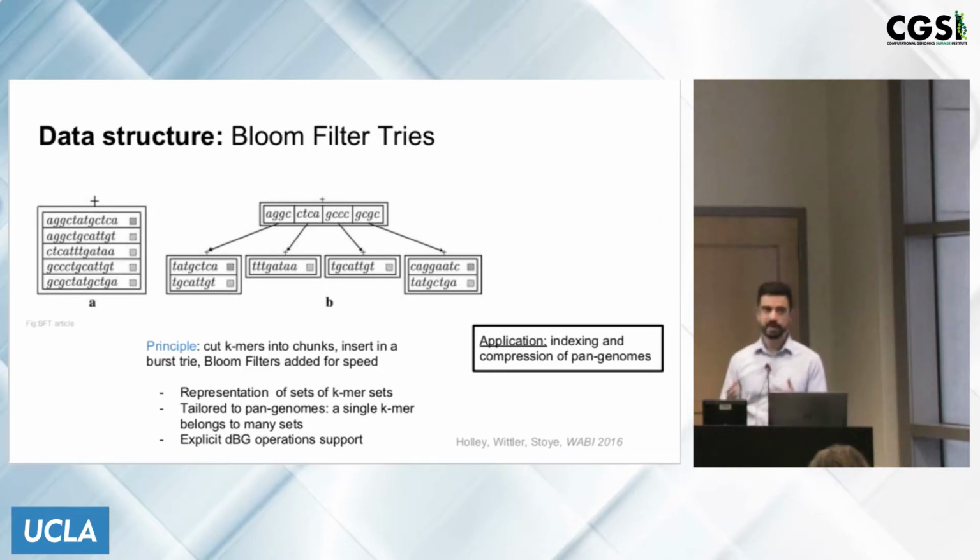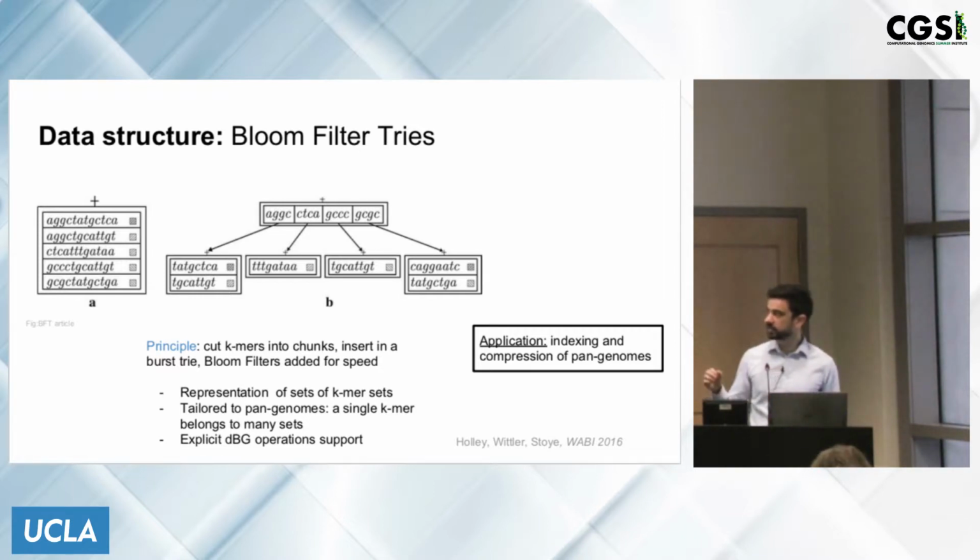The color can be a blend of different colors, if you can think of it this way, to represent many data sets for a single k-mer. So it represents a set of sets. It was tailored for pan-genomes, so it's very efficient, for instance, when a single k-mer belongs to many sets, which isn't the case for SBTs.